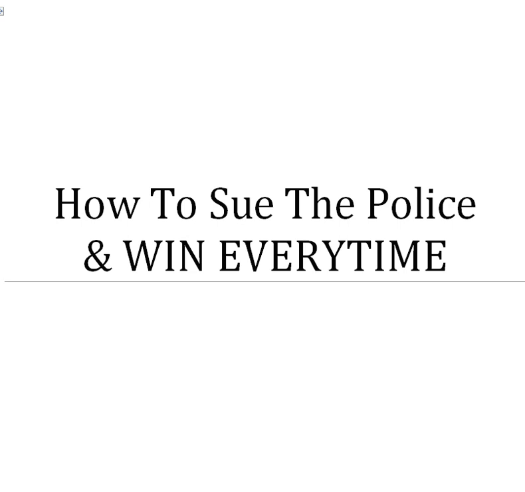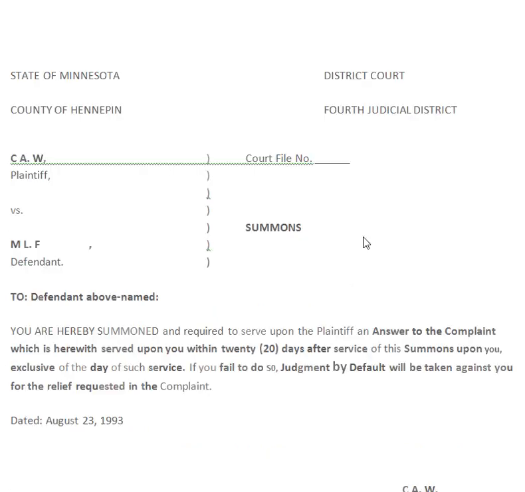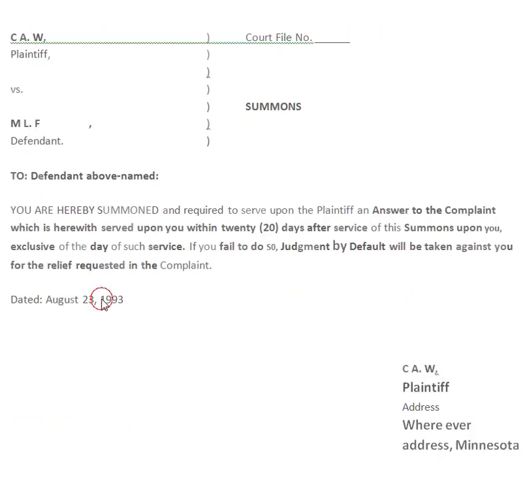So really quickly, I want to keep this to 10 minutes. So here you go, people. This is for y'all, so don't ever say we never provided you anything. Here you go. Boom. This is a summons, right, that was actually used in 1933.